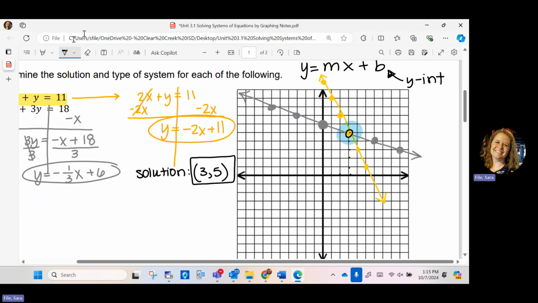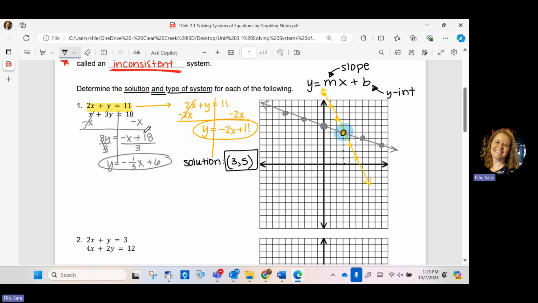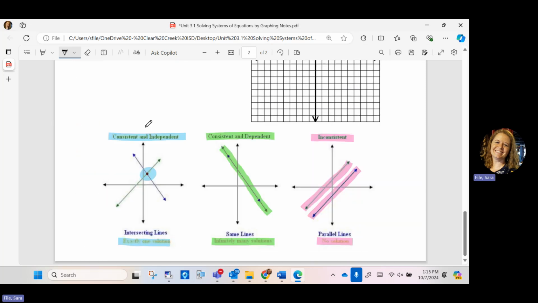Now it also asks me, it says determine the solution up here, find the solution and the type of system. So there were 3 types of systems. We said here they're either consistent and independent, consistent and dependent, or inconsistent. Which type was this that we just did? This blue, green, or pink one?